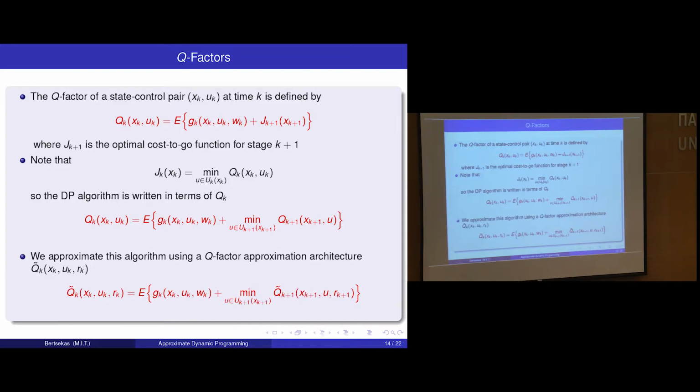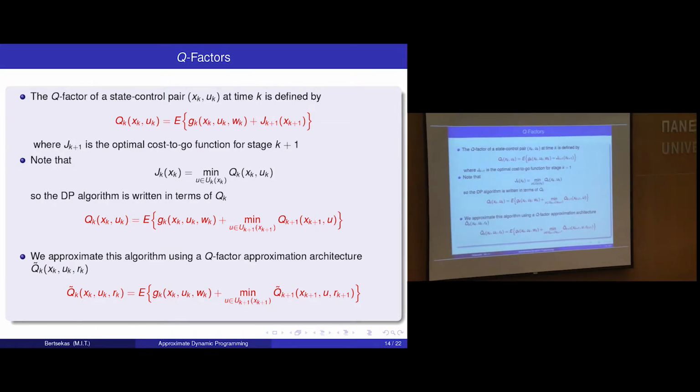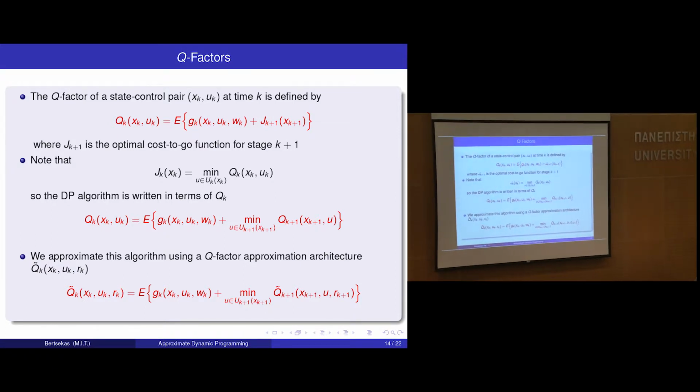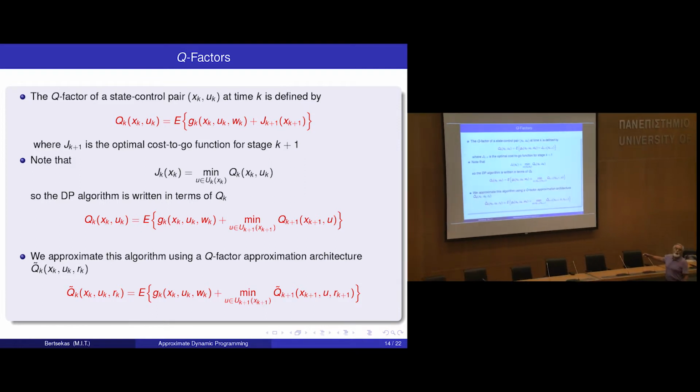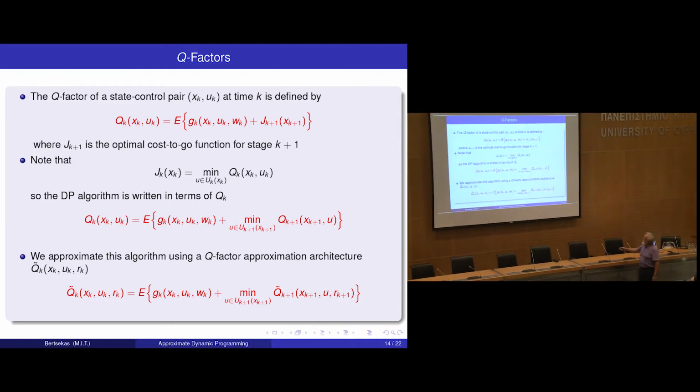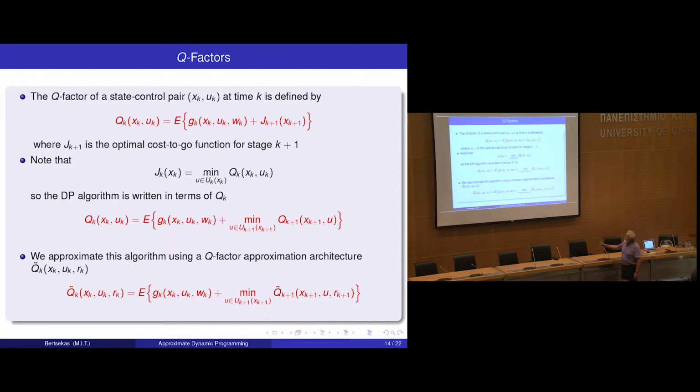Now, once we have this QFactor DP algorithm, we can approximate it sequentially using an approximation architecture for QFactors. So we introduce here an architecture, a Q tilde that approximates Q that depends on state and control, and it's parametric. It involves a parameter vector. It could be a neural network architecture. It doesn't have to be. It may be any kind of approximation architecture.